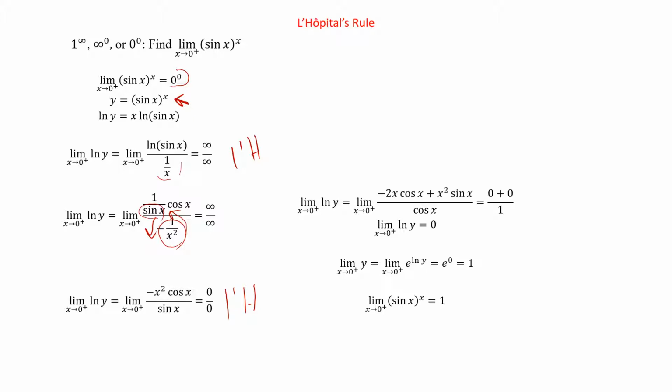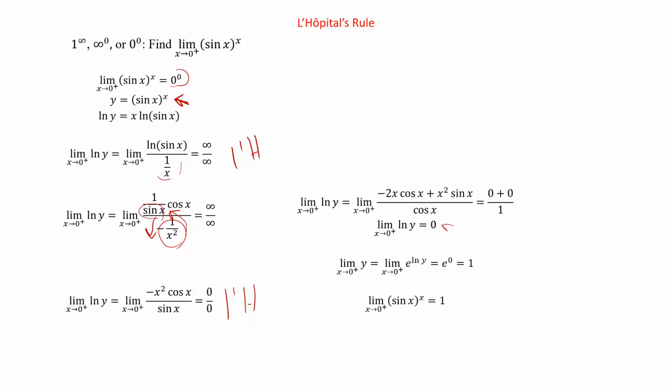And when we do, the numerator has product rule in there. So we get negative 2x cosine x plus x squared sine x, then over cosine x, the derivative of sine is cosine. Then plug stuff in, we get 0 plus 0 over 1. So the limit of natural log of y equals 0.